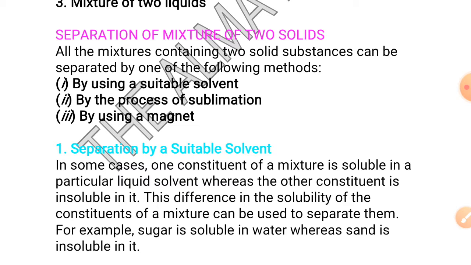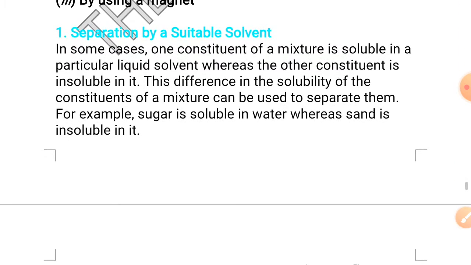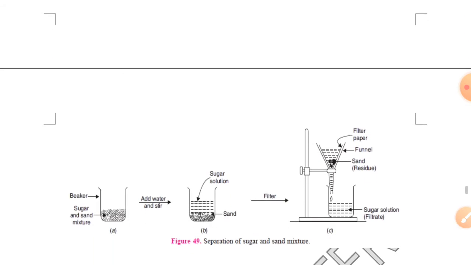In some cases, one constituent of a mixture is soluble in a particular liquid solvent, whereas the other constituent is insoluble in it. This difference of solubility of the constituents of a mixture can be used to separate them. For example, sugar is soluble in water whereas sand is not. So this difference can be used to separate a mixture of sugar and sand. Let me simplify it for you.